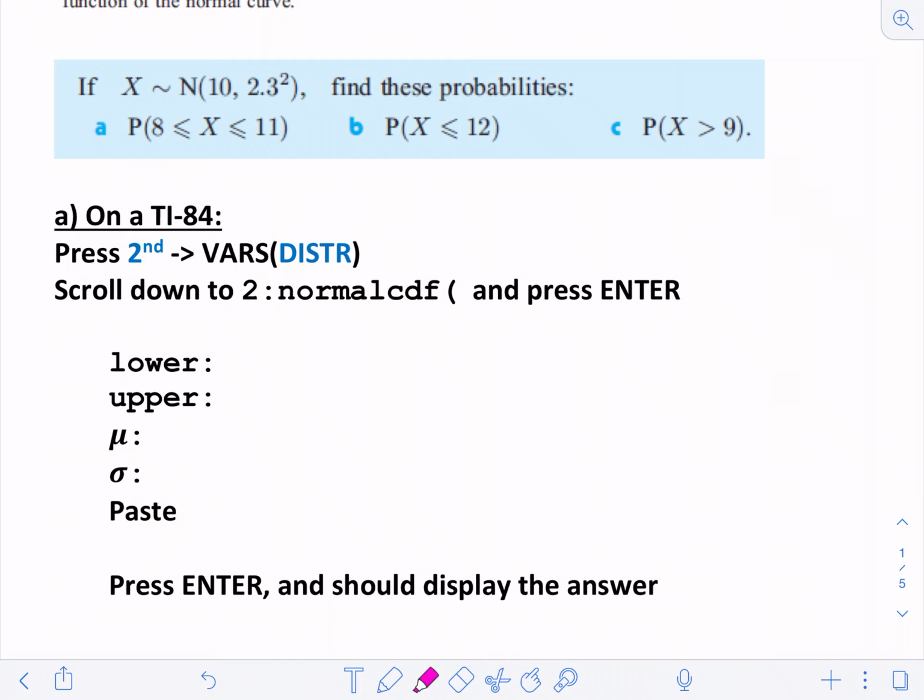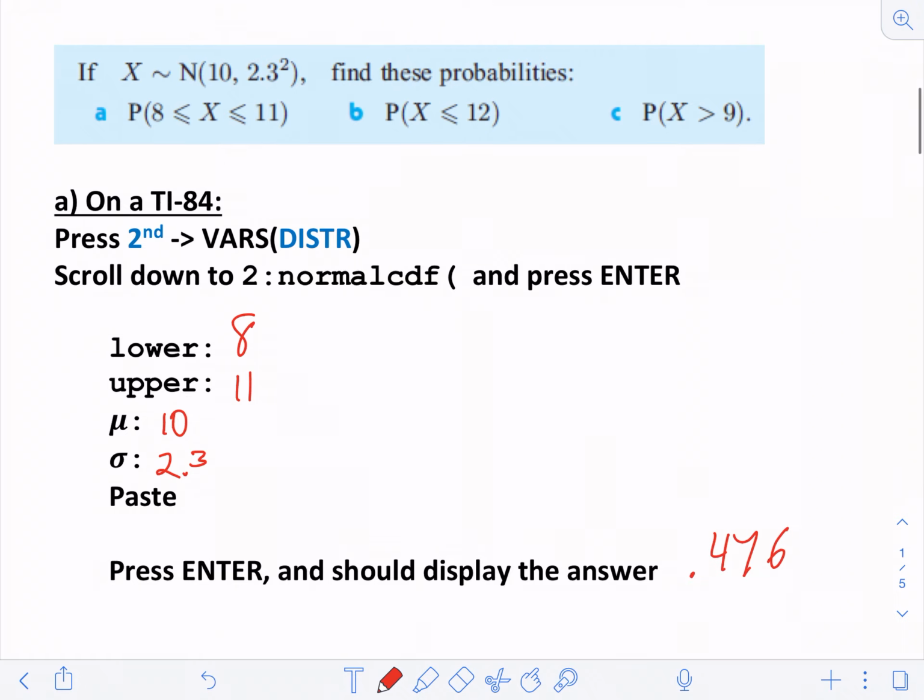Our lower is going to be 8, and our upper is going to be 11. Then what's our mean? Our mean is 10, and our standard deviation is 2.3. So we're going to put those values in the calculator, 10 and 2.3, then go down to paste and hit enter. And you should get an answer here of 0.4758. So I'm going to say that answer is 0.476 as that probability for A.